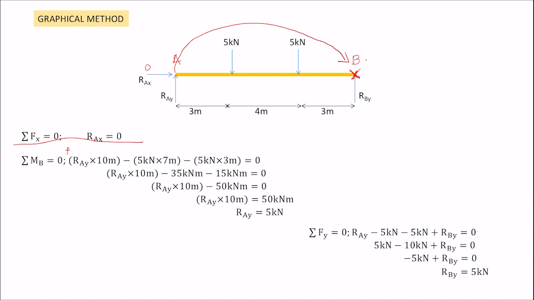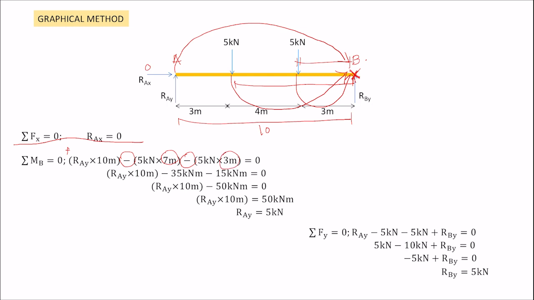RAY times 10 meter distance to B. Next, you have 5 kilonewton, the load going to B. It is counterclockwise, therefore it is negative, times 7 meter, the distance to B. Next, 5 kilonewton to B. It is counterclockwise, negative, and times with 3 meter distance, 3 meter here, equal to 0.